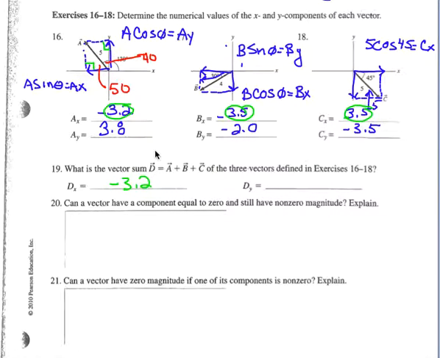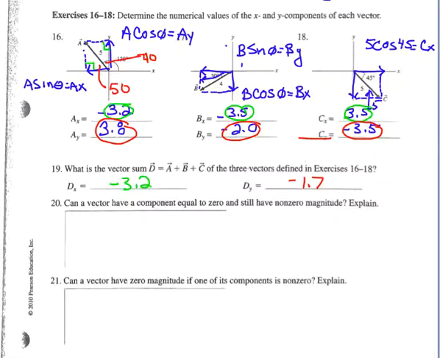And then you add all of the y components together. And make sure, this is why you need to pay attention to your signs, because you have 3.8 minus 2.0 minus 3.5, and you get negative 1.7.